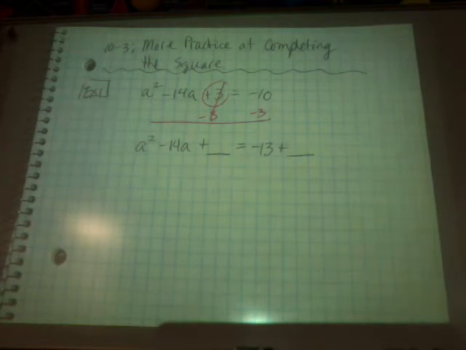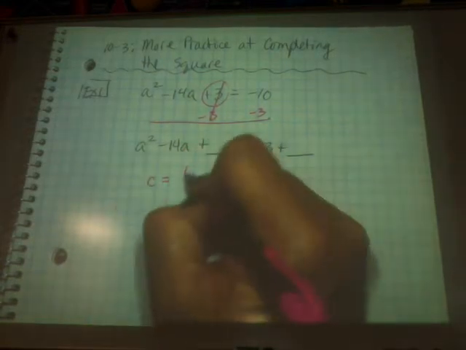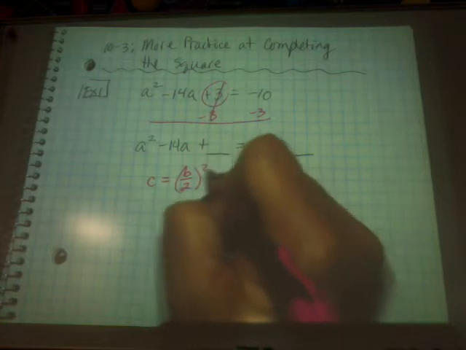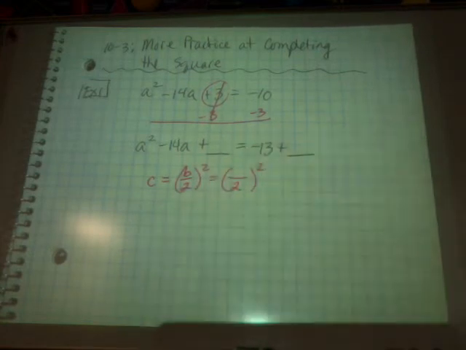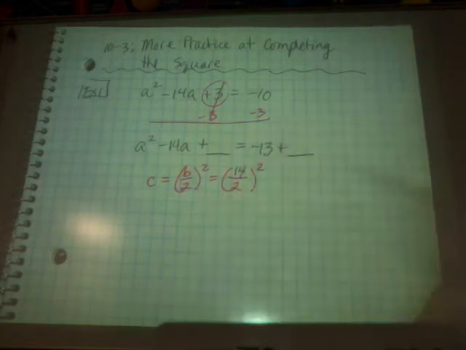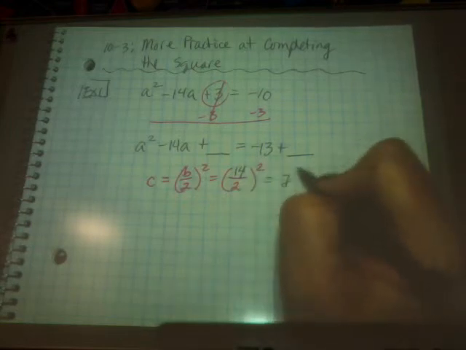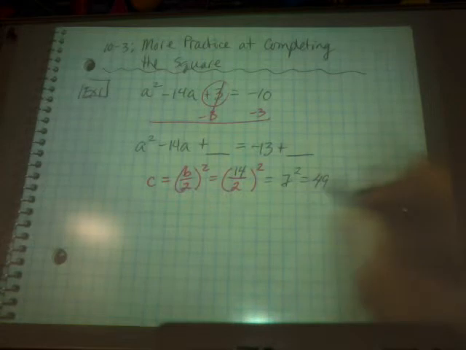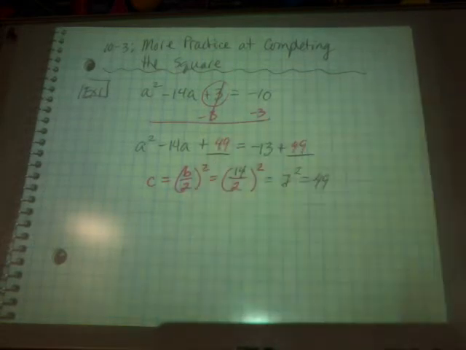What do you do? Yep, we're finding c. So c equals b over 2 squared. And so what's my b? 14. It's negative. Don't worry about the fact that it's negative. So 14 is divisible by 2, so I get 7 squared, which is 49. So I'm going to add a 49 to both sides.